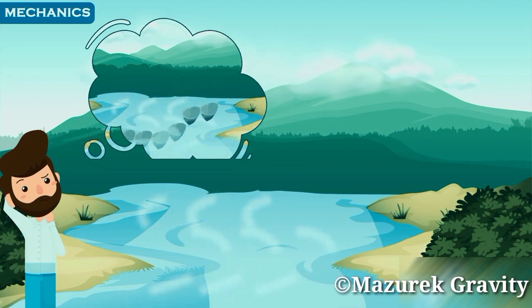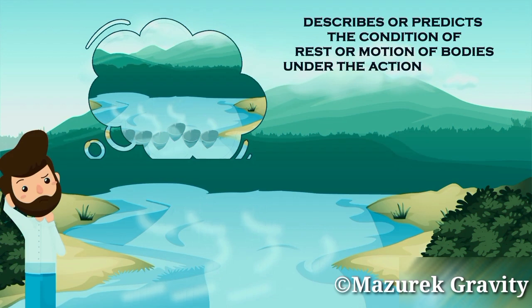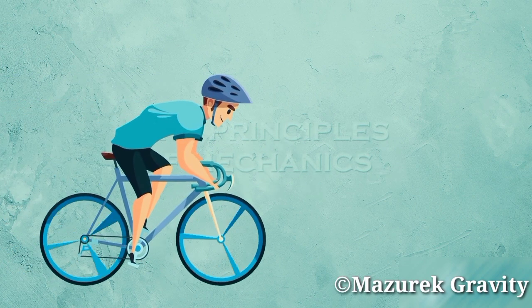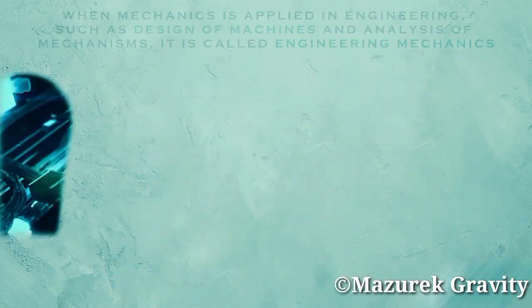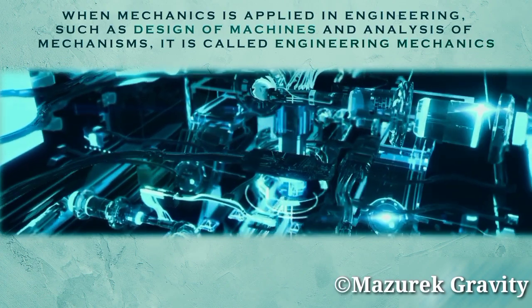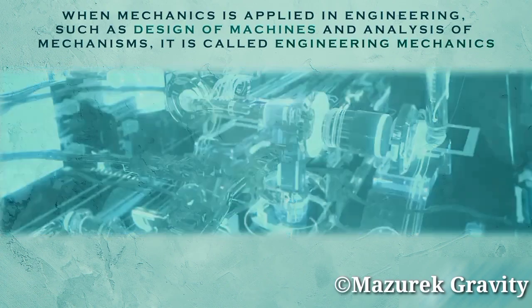Mechanics is the science which describes and predicts the condition of rest or motion of bodies under the action of forces. The principles of mechanics are also applicable to machines. It may be a simple machine such as a bicycle or a machine as complex as an aircraft. When mechanics is applied in engineering, such as the design of machines and analysis of mechanisms, it is called engineering mechanics.